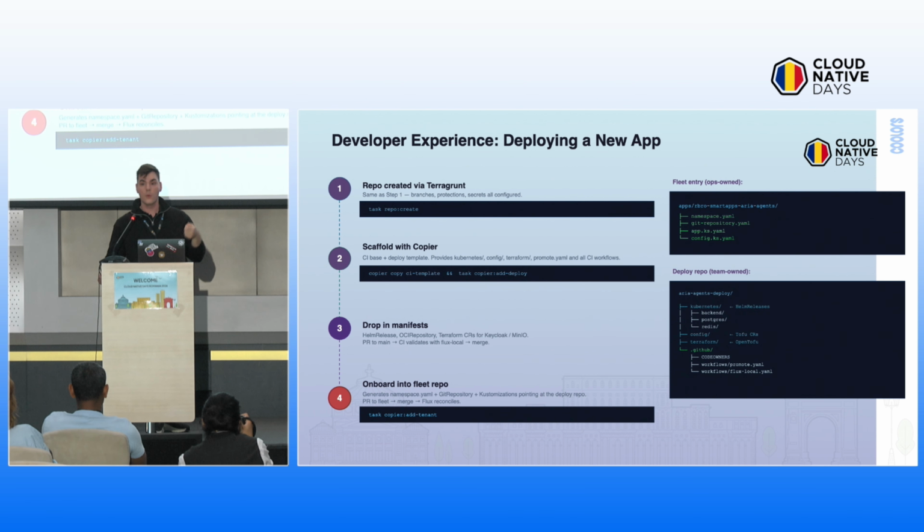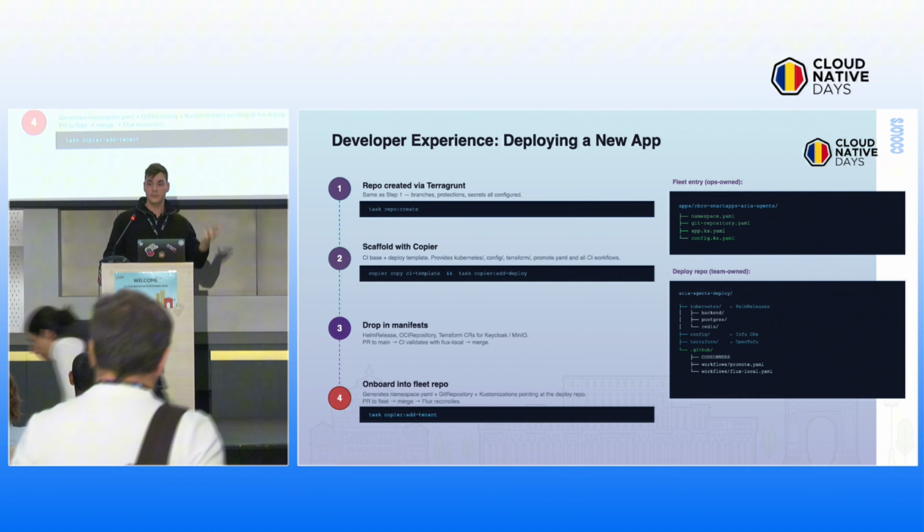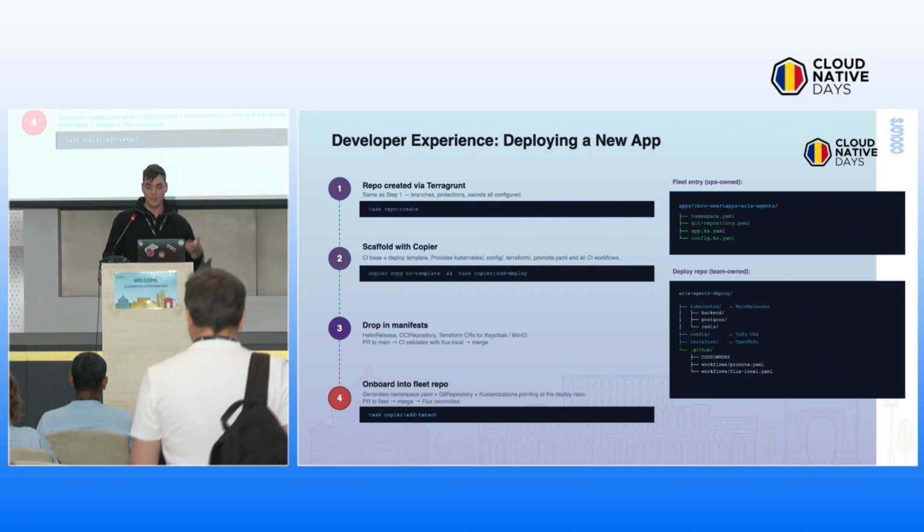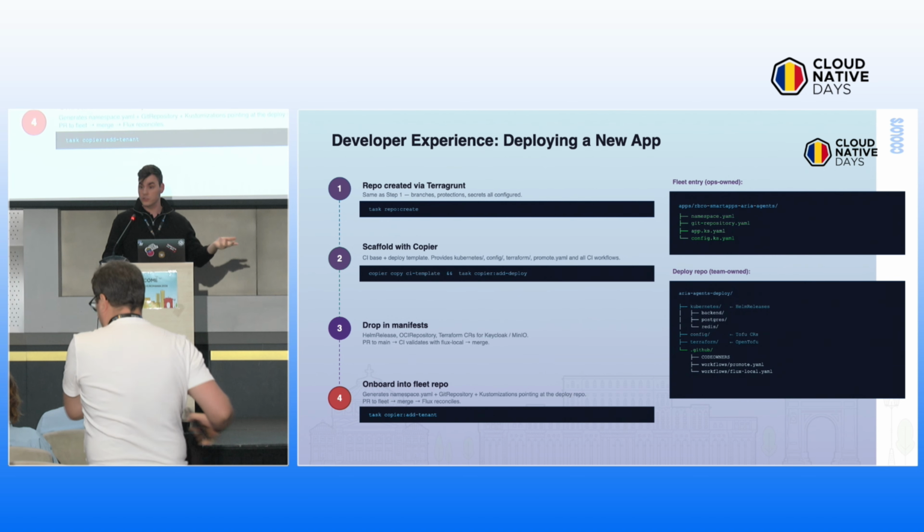And finally, once you have your deployment repository set up and all of your manifests are, let's say, on the main branch, what you need to do now is onboard it onto the Fleet repository. So somebody needs to clone down the Fleet repo and then add the namespace, the Git repository, and then the app and config customizations. And if this looks quite repetitive, well, that's because it is, and we also templated that.